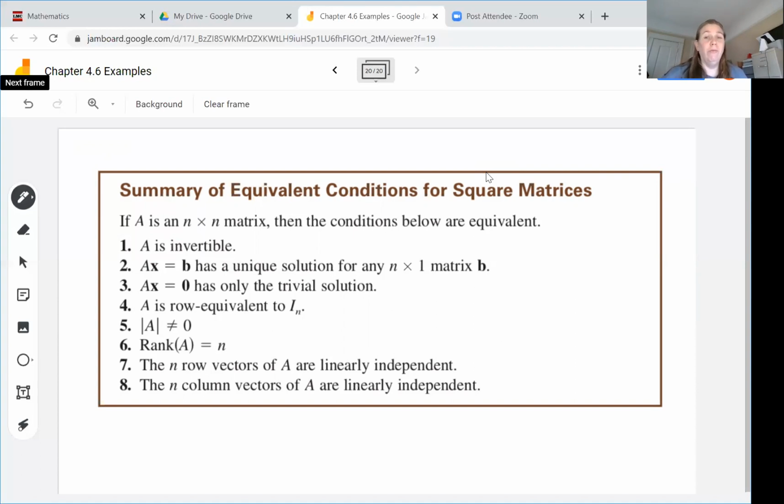So if you have one of these conditions, remember to come back to this list because all of these are equivalent, and that will help you in problem solving.